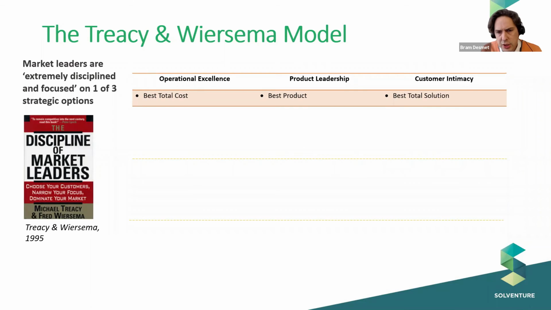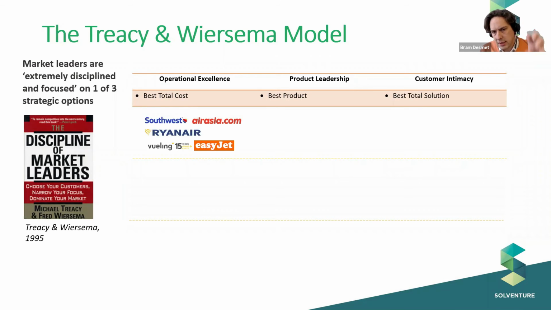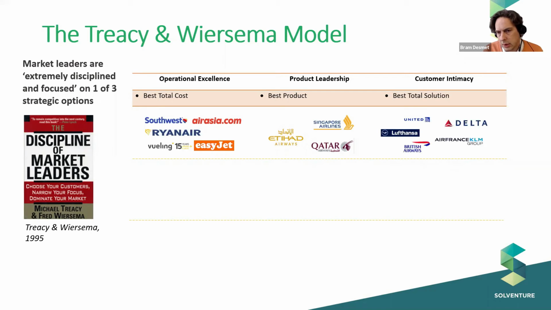And you find those strategies across different sectors. So if you look at airlines, you have low-cost airlines. Product leadership, best product, with typically those Middle East airlines, Etihad, Singapore, Qatar. I've never flown them, but at least they brand themselves as providing premium quality. And what would be the total solution in airlines? I would say it's typically the bigger airlines. If I look at United or Delta, they're not necessarily the cheapest. They don't necessarily have the best service. But if I need to get somewhere in the US, I know that United or Delta will bring me there.